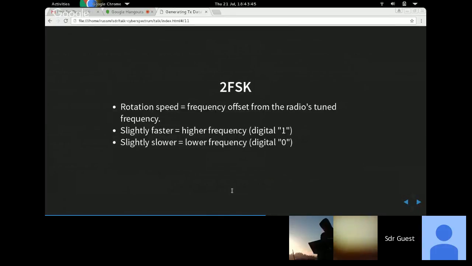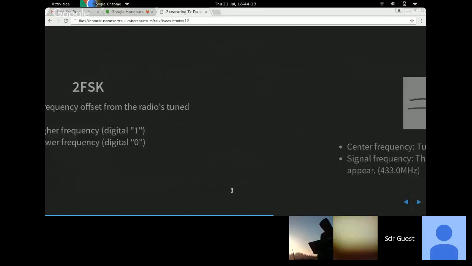The rotation speed around the origin in hertz, so cycles per second, rotations per second, is the frequency of the signal offset from the transmission frequency of the radio. So if you have your radio set to say 433 megahertz, and then you spin your point around the origin at 1 megahertz, the final signal will be at 435 megahertz. And then slightly faster, high frequency, digital 1, slightly slower, low frequency, digital 0.